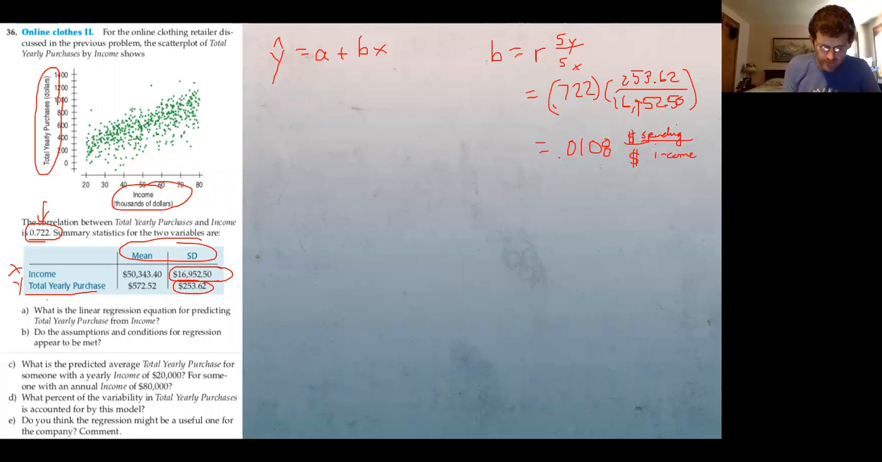So now I can come over here. And one thing to remember is that one point that always passes through the regression line is Y bar, X bar, or X bar, Y bar. So if I just substitute X bar and Y bar into this, and I just found the slope, I can plug this in to solve for A. Y bar, remember, is the average Y value, which is right here, 572.52.